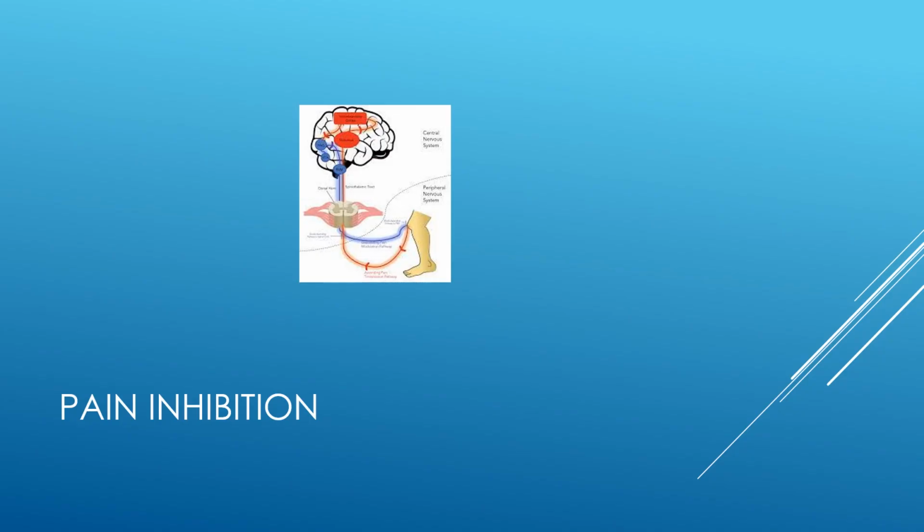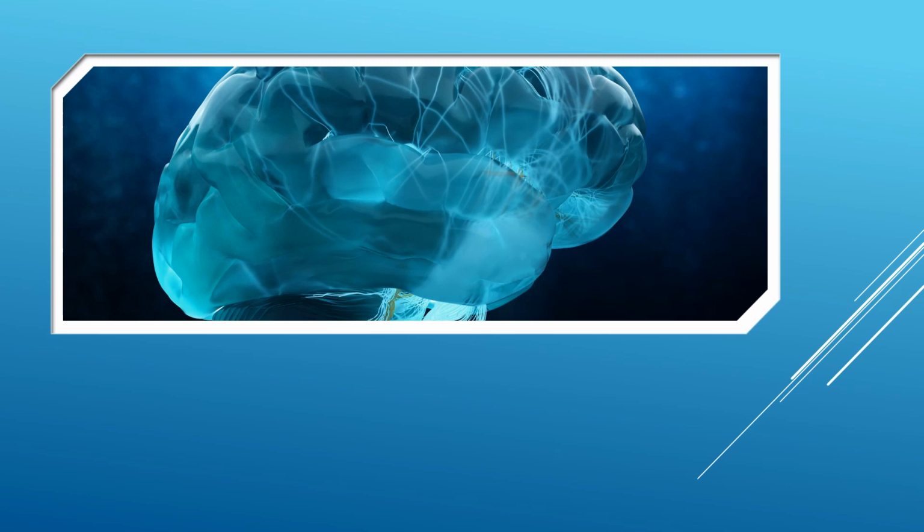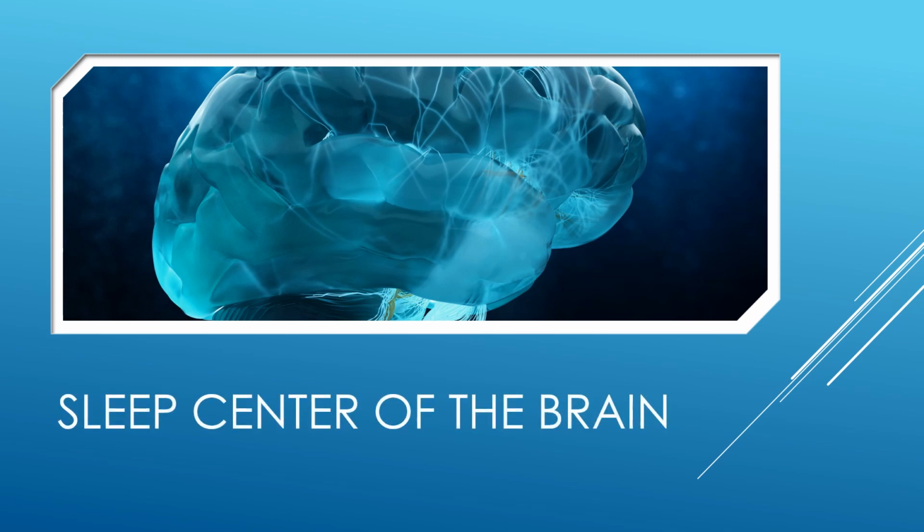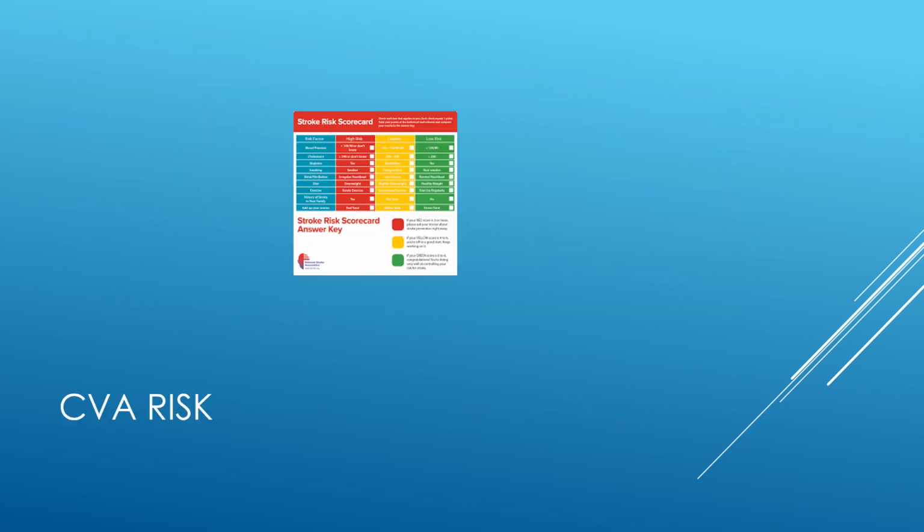Pain inhibition. Which neurotransmitters inhibit pain in the medulla and pons? Think about it. Norepinephrine and serotonin. The major sleep center of the brain is located in the hypothalamus.